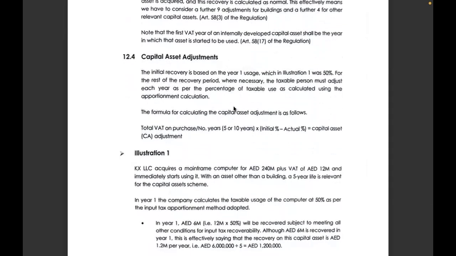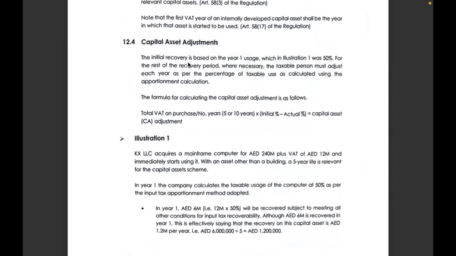Capital asset adjustments. Let us talk about that. The initial recovery is based on the year one usage, which in illustration one was 50%. We have illustration one coming ahead. For the rest of the recovery period, where necessary, the taxable person must adjust each year as per the percentage of taxable use as calculated using the apportionment calculation. The formula for calculating the capital asset adjustment is as follows. We need to understand the formula.